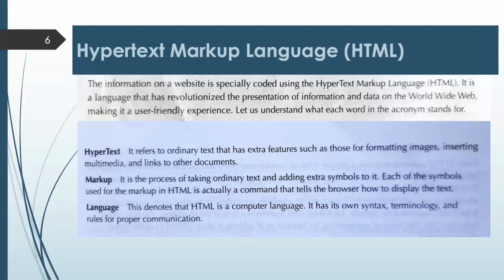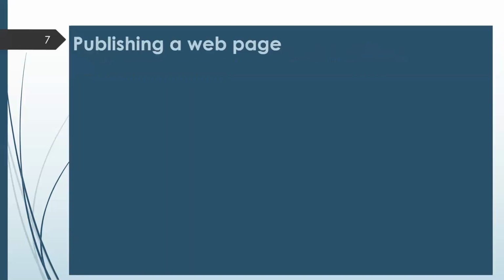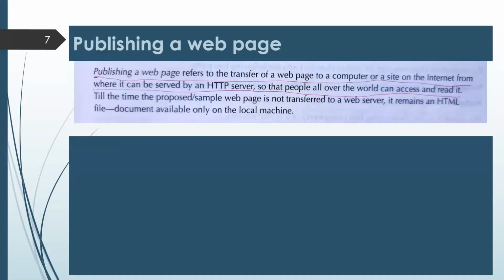Okay, so let's move to the next, publishing a web page. After creating an internet page or HTML document, how can you publish it on the web? Publishing a web page refers to the transfer of a web page to a computer or a site on the internet from where it can be served by an HTTP server, so that people all over the world can access and read it.